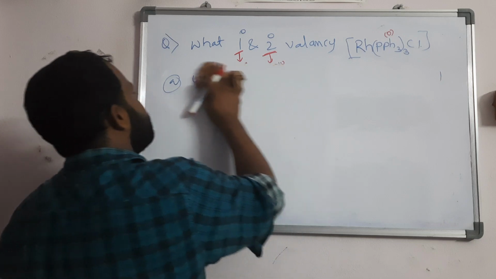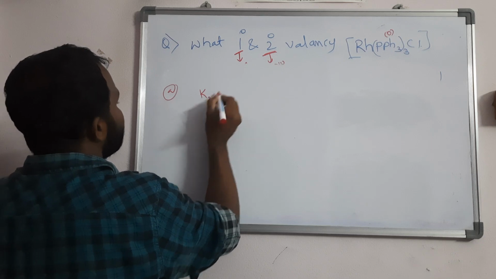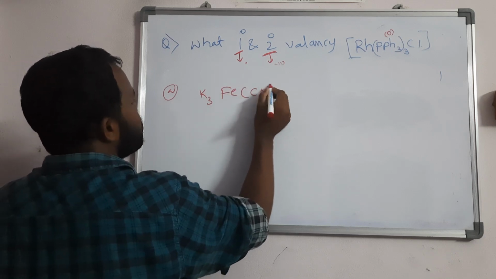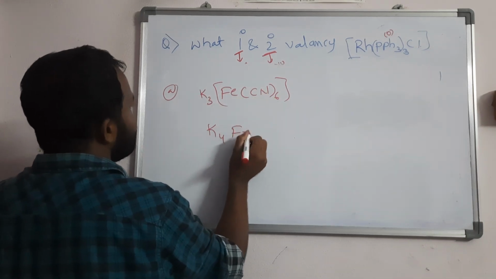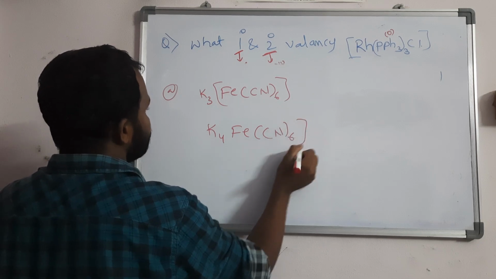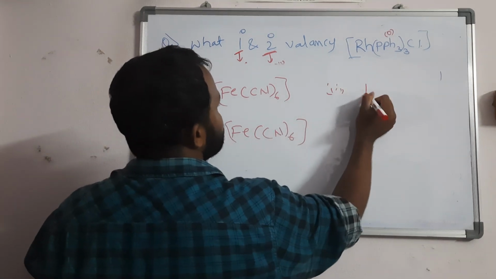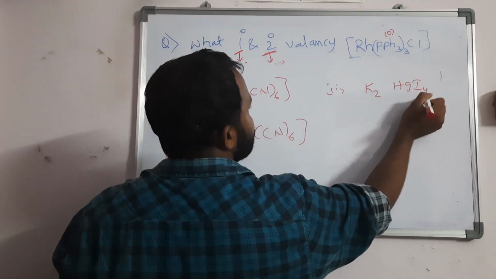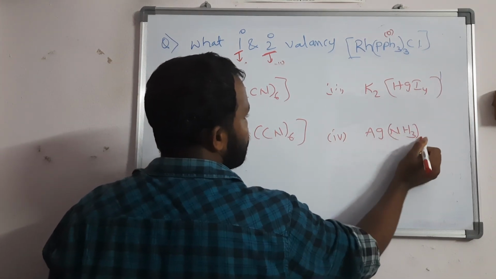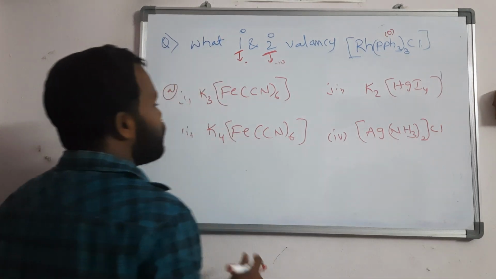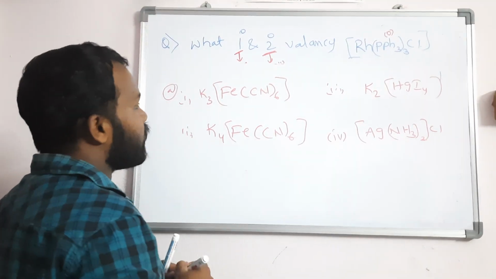And one more example. Which of the following has more conductivity? Option 1: K3Fe(CN)6, potassium hexacyanoferrate, which we already discussed. Option 2: K4Fe(CN)6. Option 3: K2HgI4. Fourth: silver NH3 taken twice Cl. Out of these, which possesses the more conductivity nature?